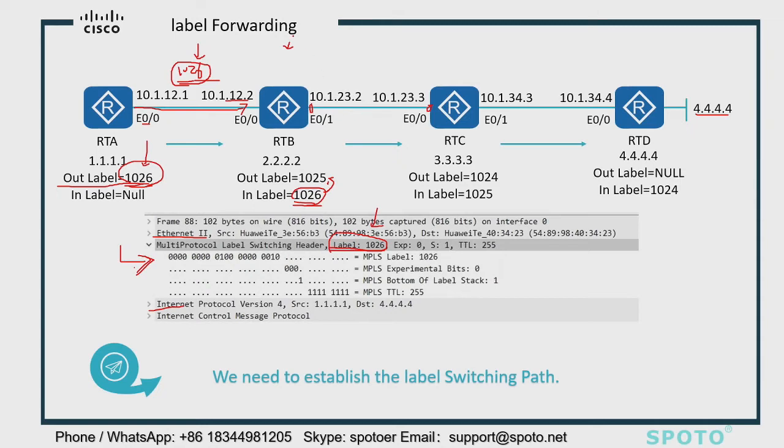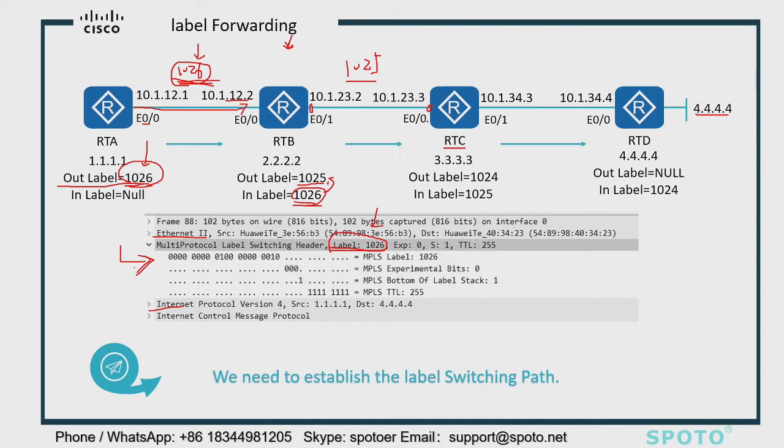Actually for RTB here, RTB will first remove the in label and check the MPLS forwarding table, and find the outgoing label is this one. RTB will add a new label, 1025. So RTB removes the in label and adds a new out label. And then RTC receives this label, and RTC will do the same thing. Okay, so let's summarize here.